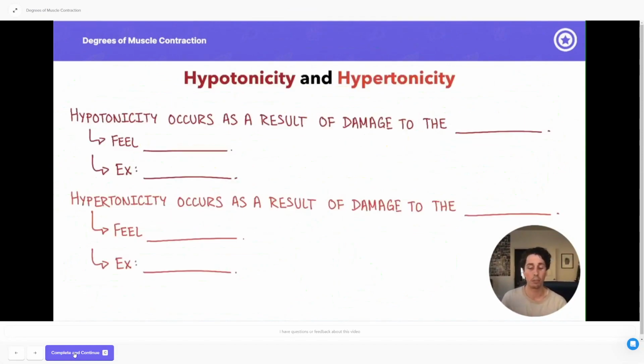All right, so let's talk about some problems with muscle tone now. Hypotonicity and hypertonicity. Hypotonicity is basically that we're going to have less muscle tone than we should, and hypertonicity is that we have more muscle tone than we should. Alrighty, so these are going to occur as a result of damage to the nervous system. Hypotonicity is actually going to be a result of damage to the peripheral nervous system, so the PNS. And it can also result from low electrolytes. So low electrolytes right there. When this happens, the muscles are going to feel very flaccid, so they're just not going to have that tone that we normally would expect from them.